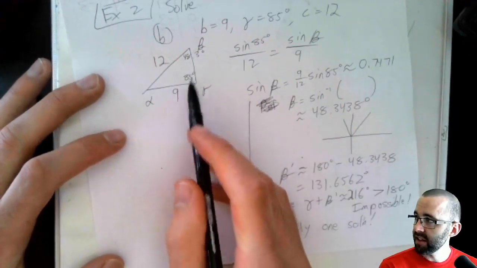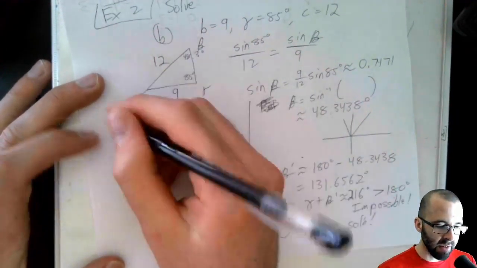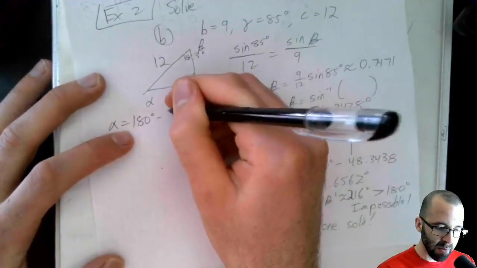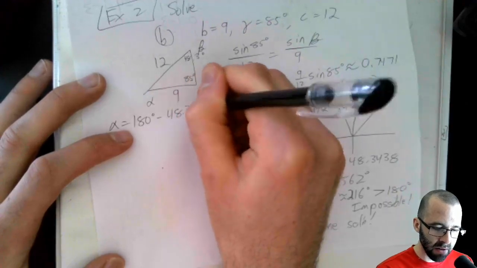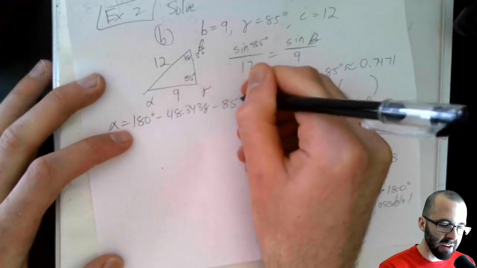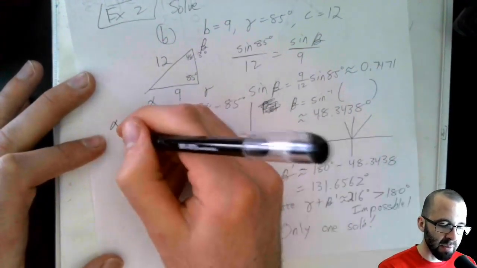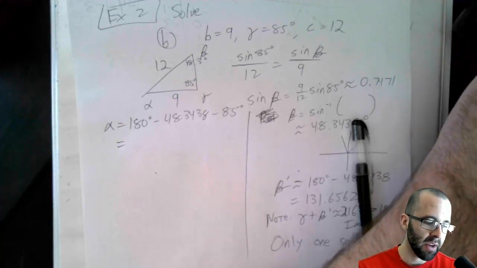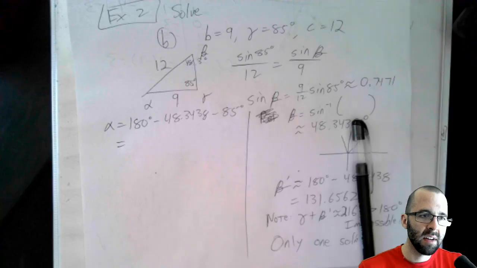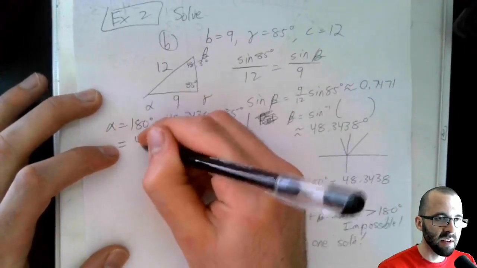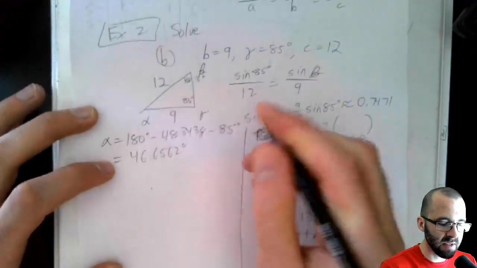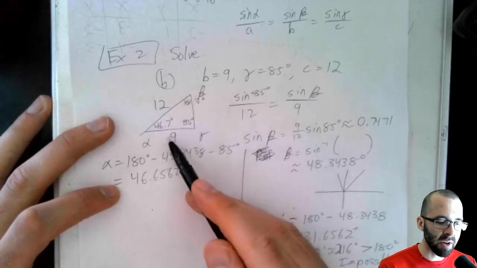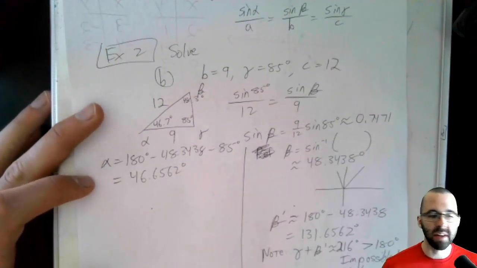And again, remember, as soon as you find two angles, you can find the third one. So alpha is going to be 180 degrees minus beta, which is about 48.3 degrees, minus gamma, which is 85 degrees. And again, you just type that into your calculator. You should get 180 minus 48.3438 minus 85, which is 46.6562 degrees. So about 46.7. Great. Now we have all three angles. We have two sides. We just have to find the last side and we'll be done.